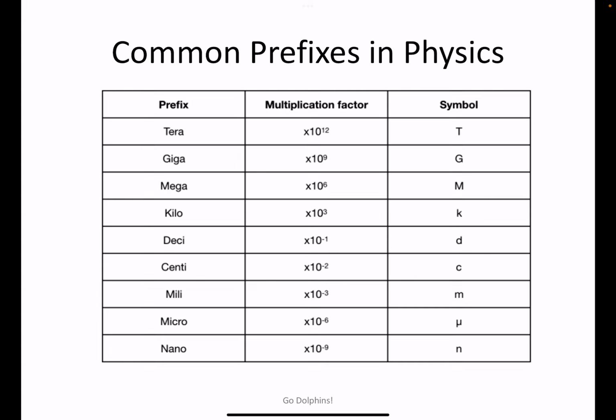To make these large and small numbers even easier to talk about, we use prefixes. You are already familiar with some of these, like kilo for 1,000, but we'll also use mega, meaning million, giga for billion, and on the small side, milli for 1,000th or micro for 1 millionth. This table shows the most common prefixes we'll be using.